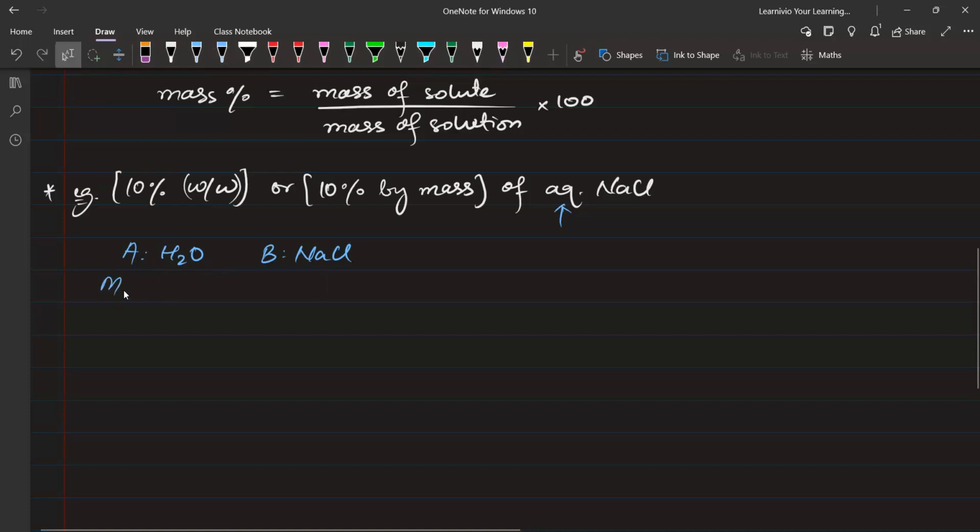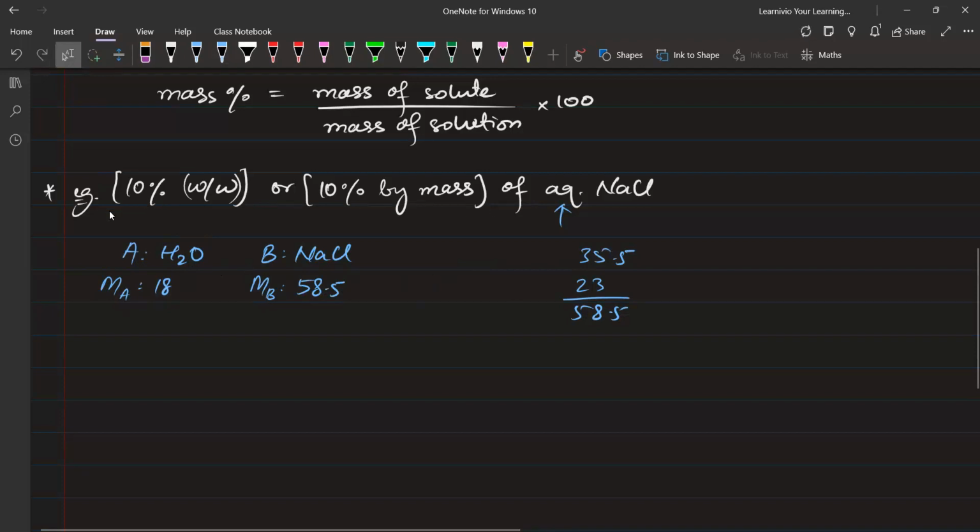As soon as you have H2O, then you can tell me the molar mass of the solvent is 18 grams. You can tell me the molar mass of the solute. How much is it? I think it is 35.5 for Cl and 23 for Na, so 58.5, right? So the molar mass of NaCl is 58.5.